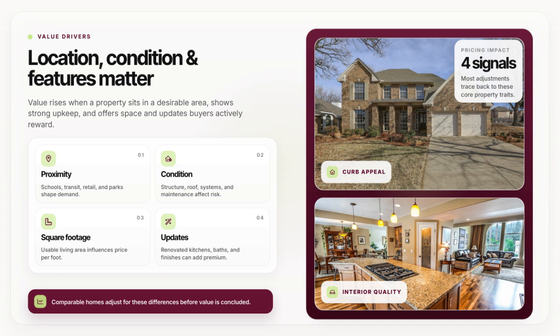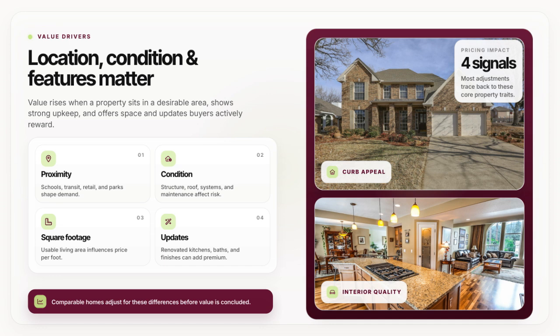Third, square footage or usable living space directly impacts the price per square foot. Bigger isn't always better, but having functional and well-laid out space certainly adds to the home's appeal. Finally, updates can add a premium. Renovated kitchens and bathrooms, along with high-quality finishes, can set a home apart from comparable ones. When valuing a property, we always adjust for these differences, since curb appeal and interior quality are strong signals that influence the final pricing decision.